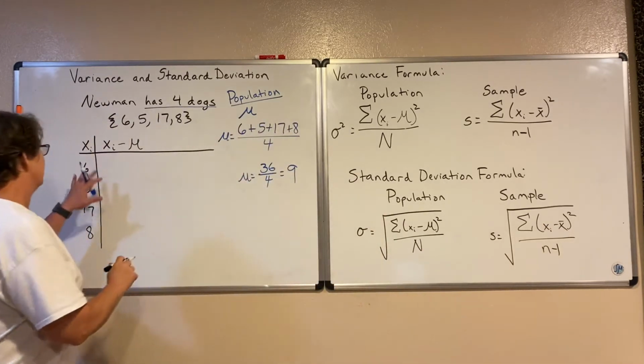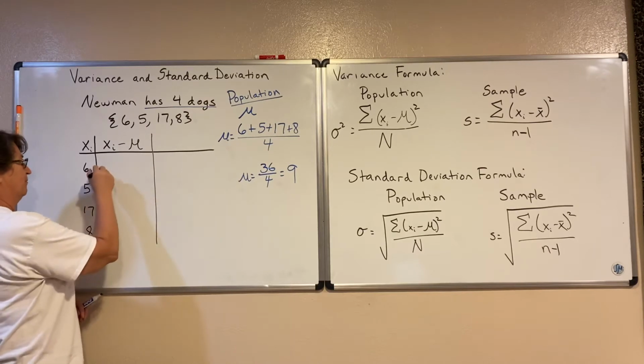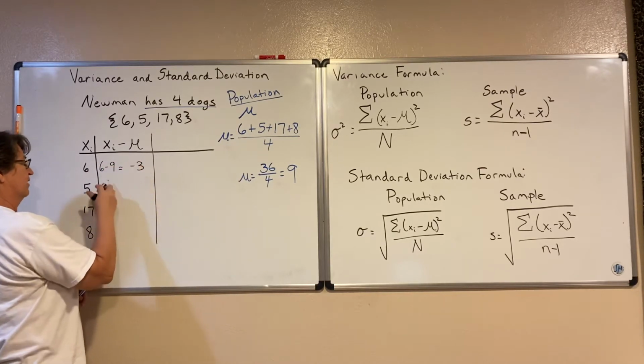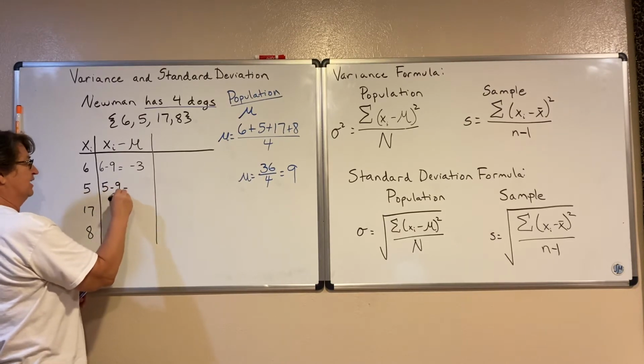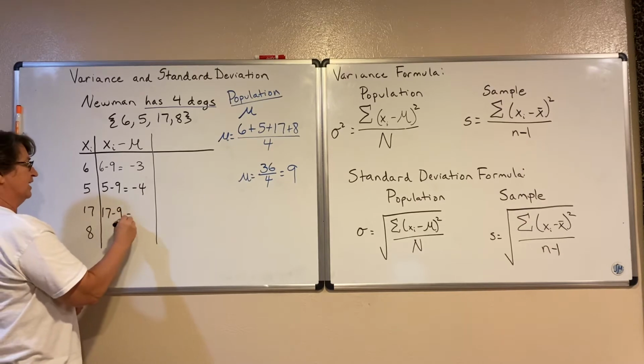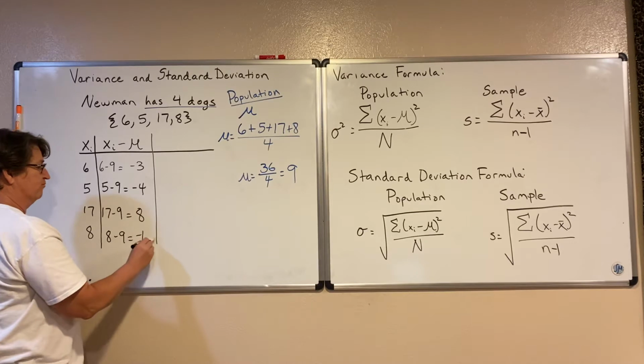Now I can find the differences between my data values and that mean. So 6 minus 9 equals a negative 3. 5 minus 9 equals a negative 4. 17 minus 9 equals 8. And 8 minus 9 equals negative 1.